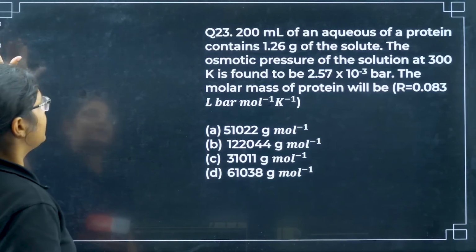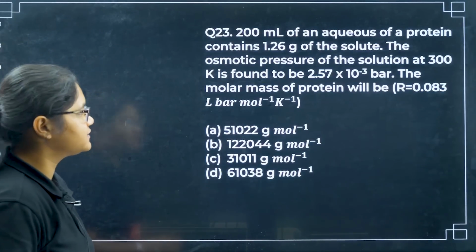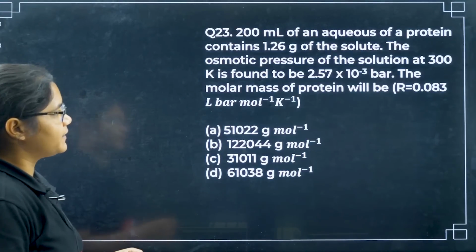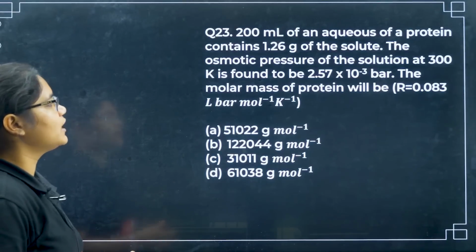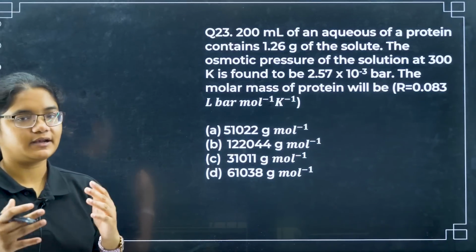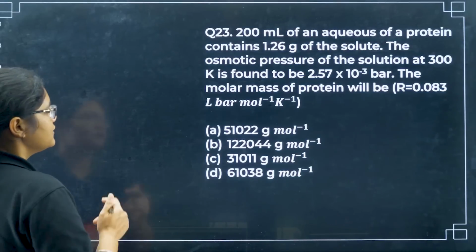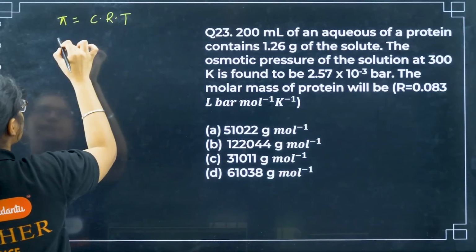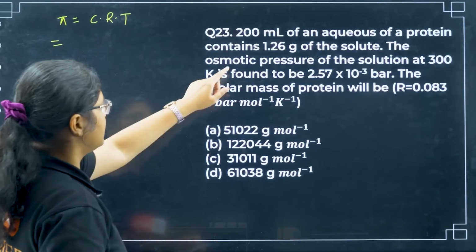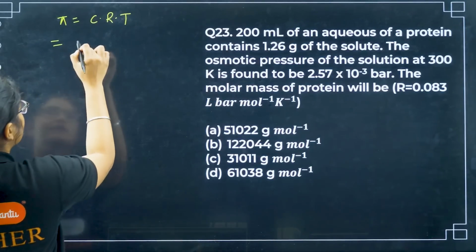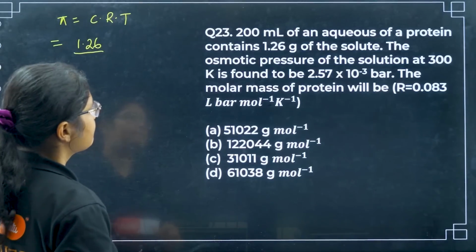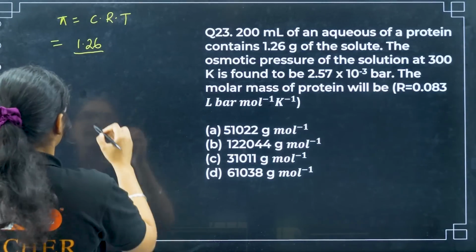Okay. Next, 200 ml of an aqueous solution of a protein contains 1.26 gram of a solute. The osmotic pressure is this much. The molar mass of the protein will be... Again, very direct formula from osmotic pressure. So we have this formula, pi is equal to C into R into T. So what is the concentration here? 1.26 gram, right? Given mass. Okay. What is the molar mass? We have to find out.